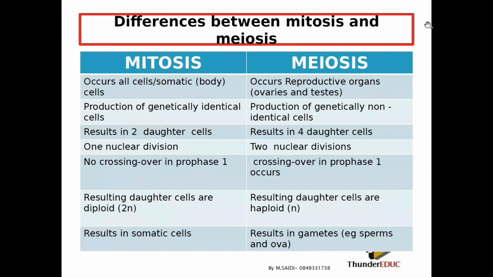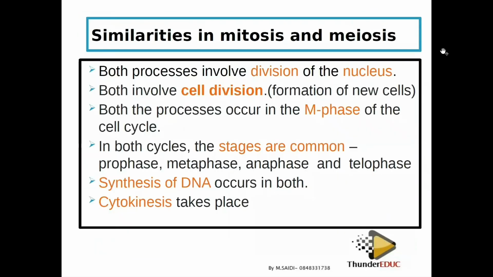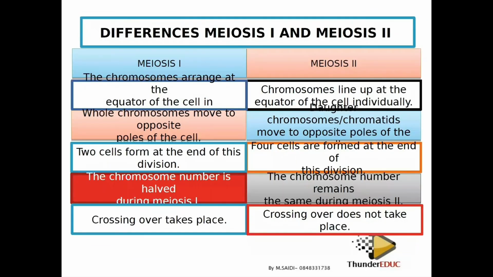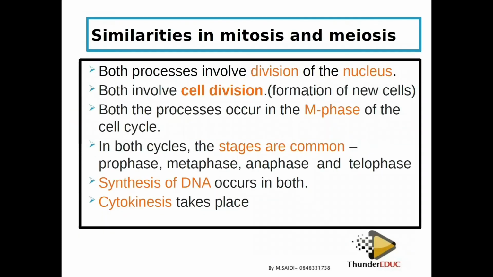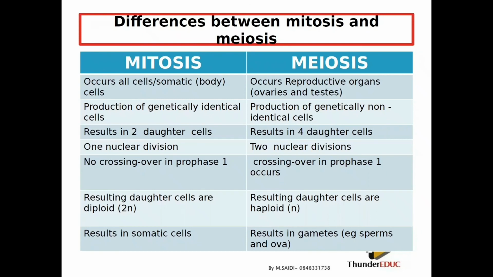Then now we're going to differences between mitosis and meiosis. Many differences in mitosis and meiosis. Mitosis occurs in the somatic cells. Meiosis occurs in the sex cells, and not in the gametes. Right? It occurs in the sex cells.